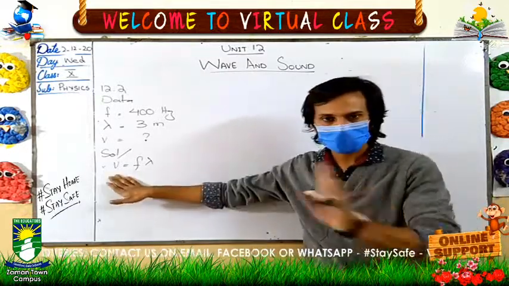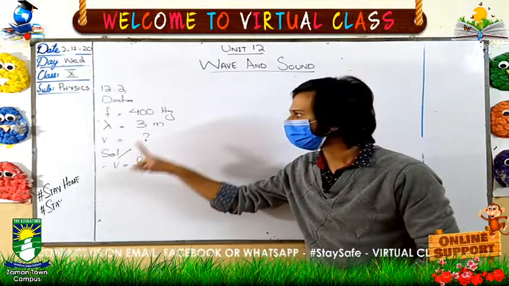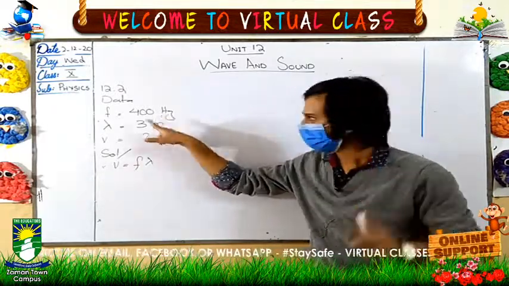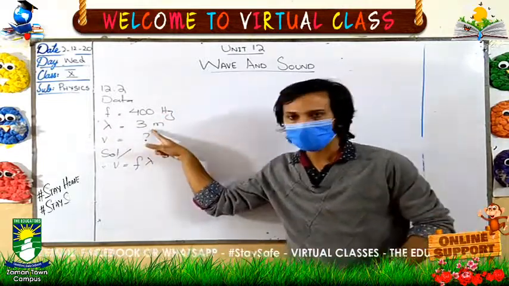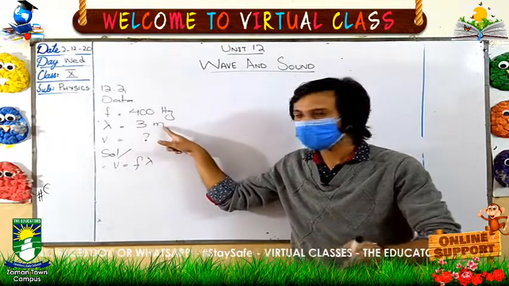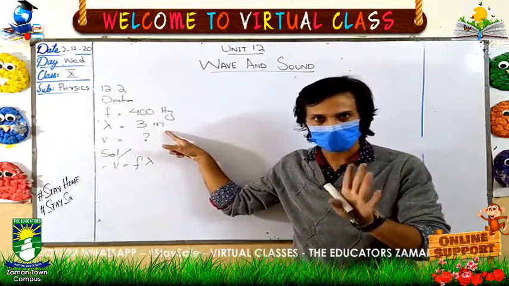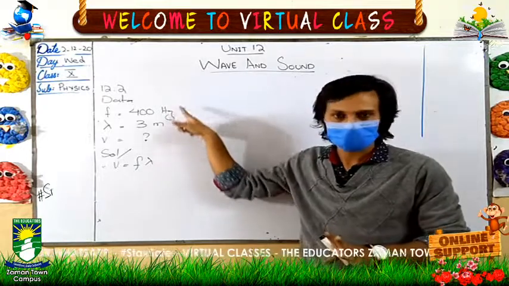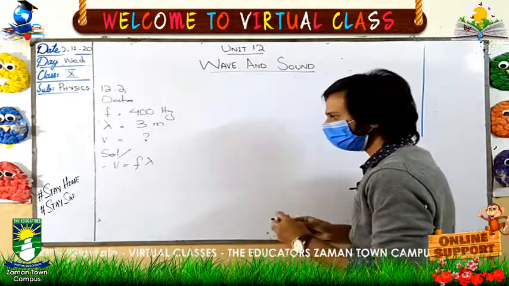Okay, now we know the relation, we have to put the values, but before putting the values, first consider the units. Hertz is the SI unit of frequency. Okay, we can go with this value. What about the lambda? It is given as 3 meter. Meter is the SI unit of length as well. It means they are both in the SI system, so we can go with these values.